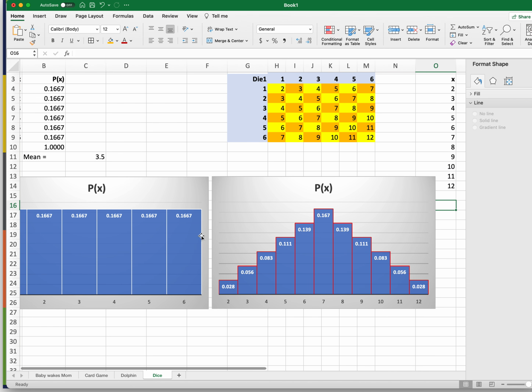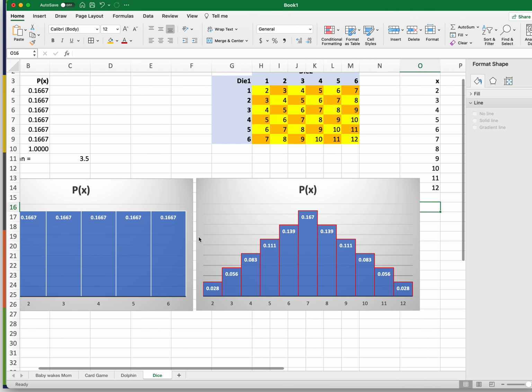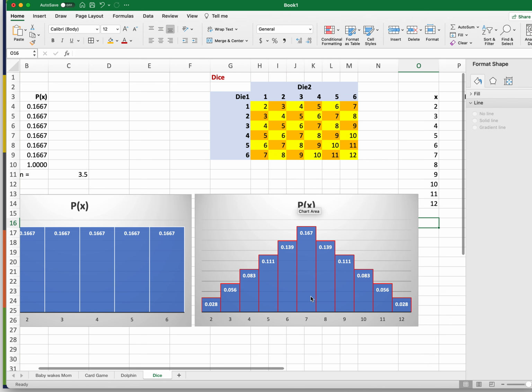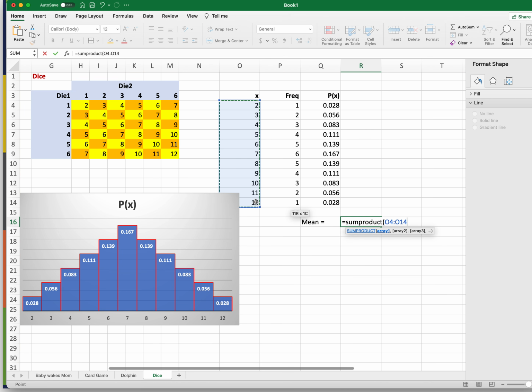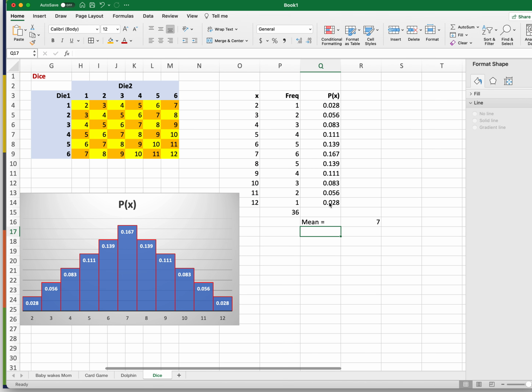Very interesting. 1 die is a uniform distribution. 2 dice becomes almost a bell-shaped curve. The average is going to be what? I'm pretty sure it's going to be 7. So how would I figure that out? I would do it again. Mean equals, and I would say equals sum product of what? That times that, and darn if it isn't 7.